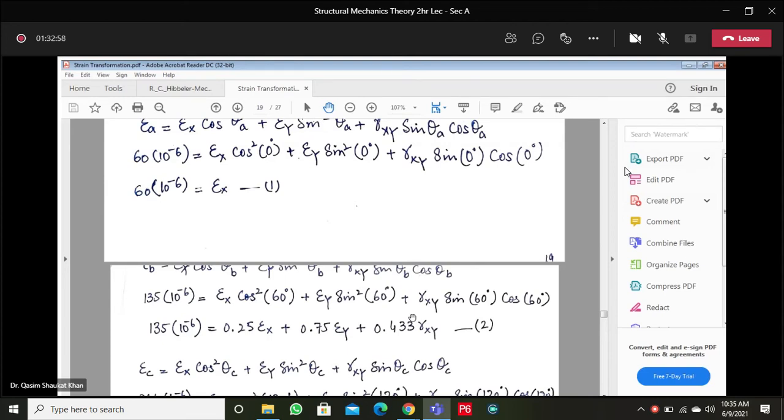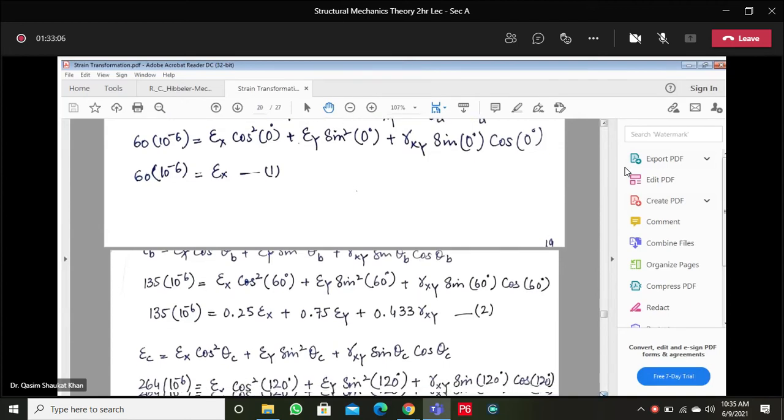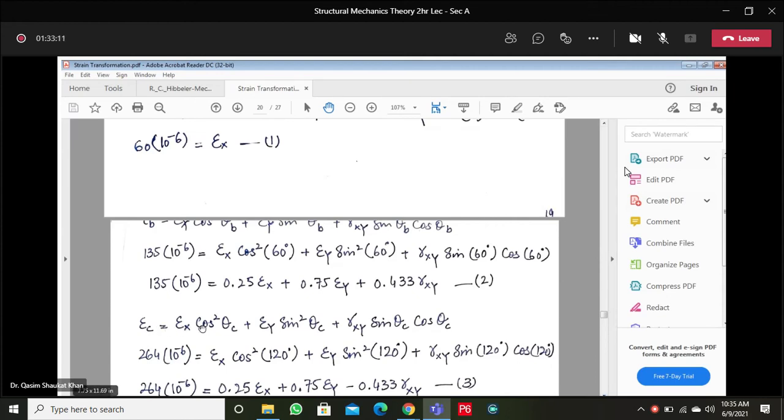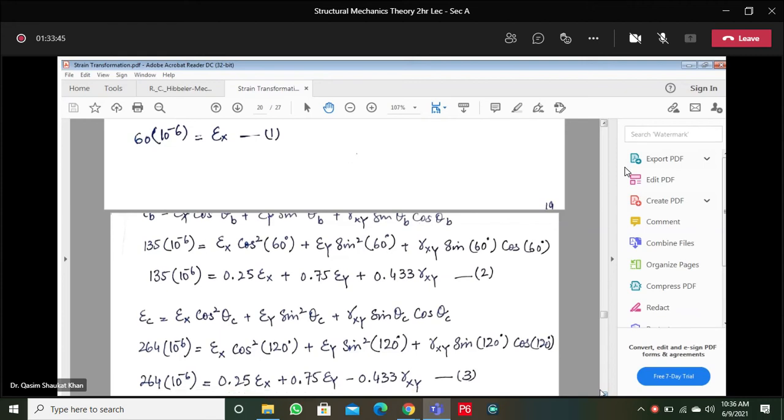Did you guys get the answer? Yes, sir. Okay. Now the third is epsilon c. So epsilon c is equal to epsilon x cos square theta c plus epsilon y sin square theta c plus gamma xy sin theta c cos theta c. Epsilon c value is given as 264 microstrains. Epsilon x cos square theta c, theta c is 120 degrees, plus epsilon y sin square 120 degrees plus gamma xy sin 120 degrees cos 120 degrees. So can you please simplify this and let me know?